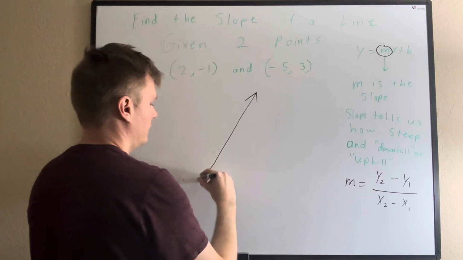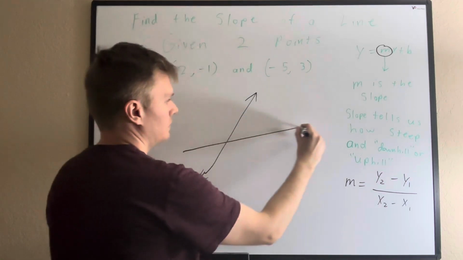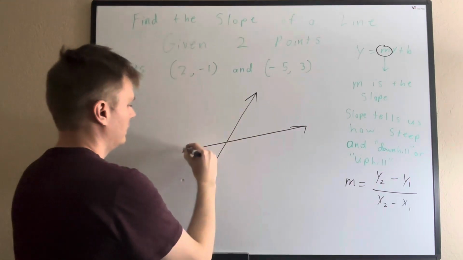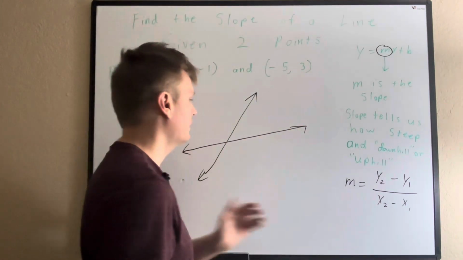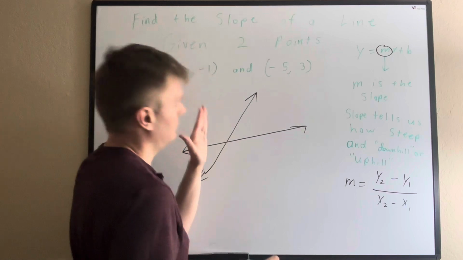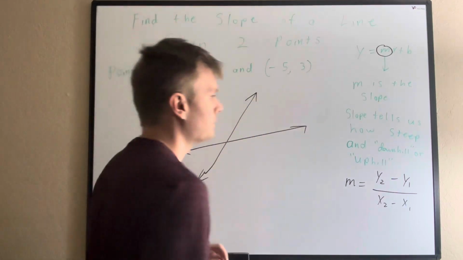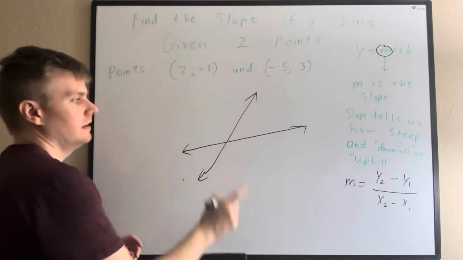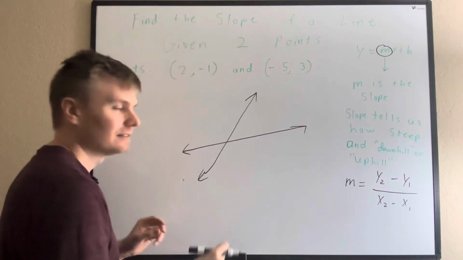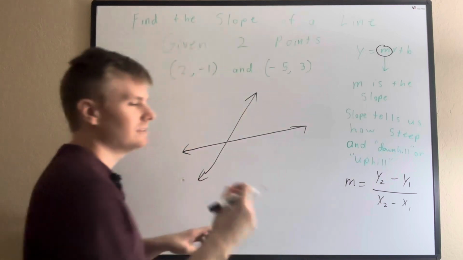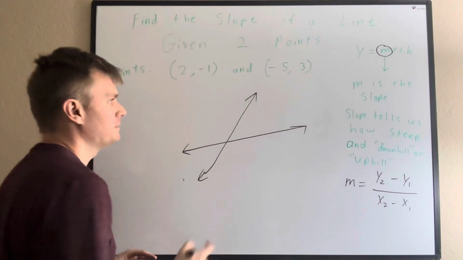That's going to have a higher slope than a line like this one, right? Because it's not so steep. It is still a line, though. It's still going up. It's just not as steep. And it'll tell us if we're going downhill or uphill. That's just the way I like to explain it.